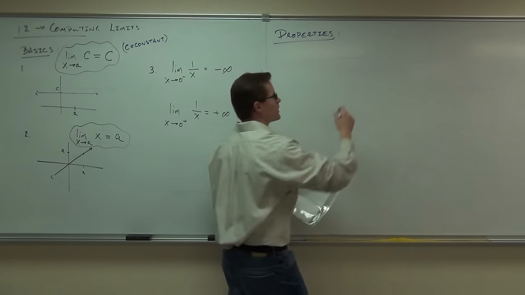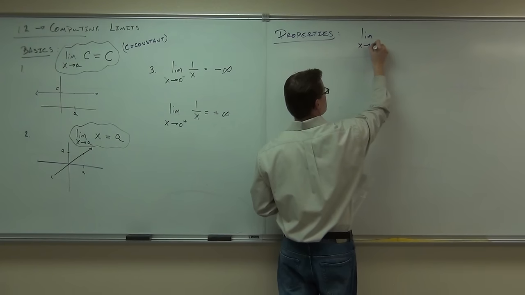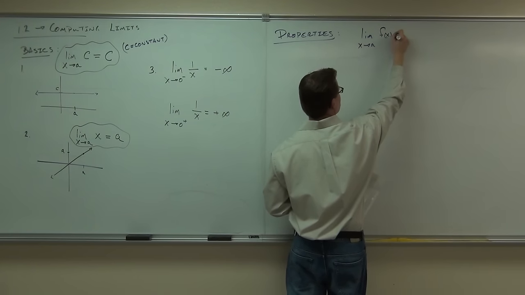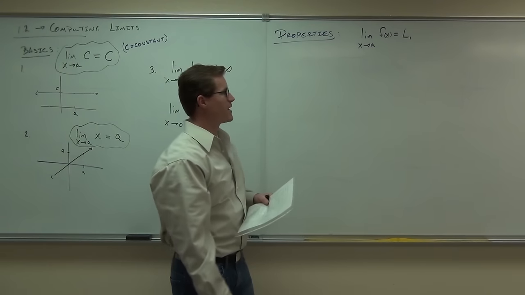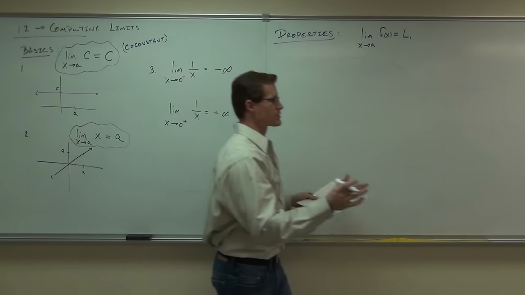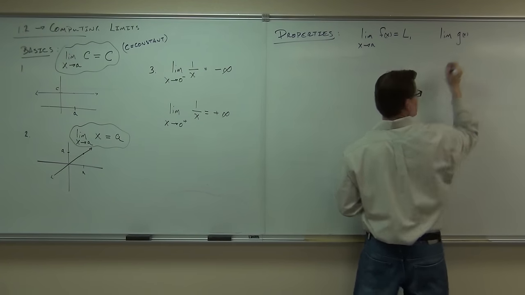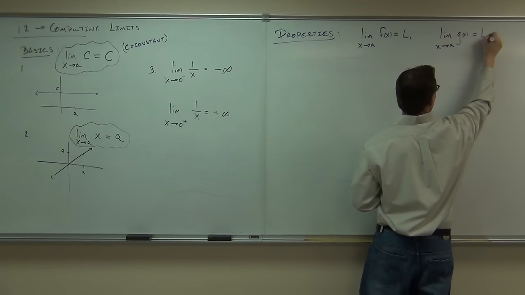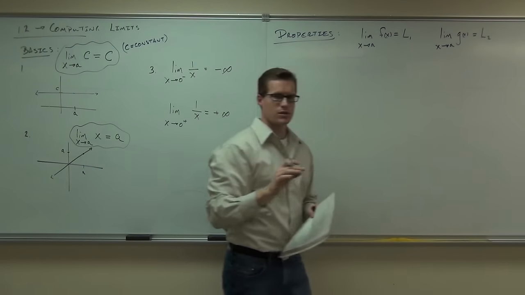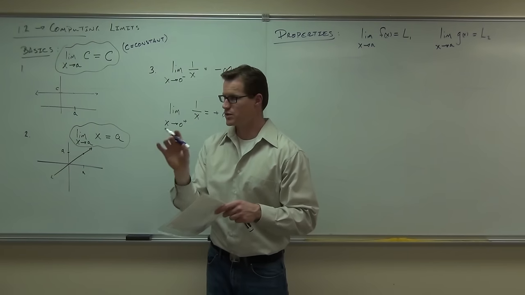We're going to assume that we have two functions, and that the limits exist for each one. So the limit of f of x as x approaches a exists. The limit of g of x as x approaches a exists. Notice, please, that the x is approaching the same exact value.